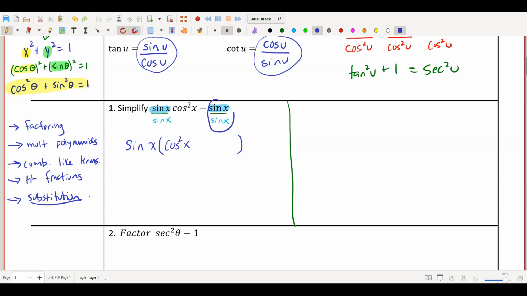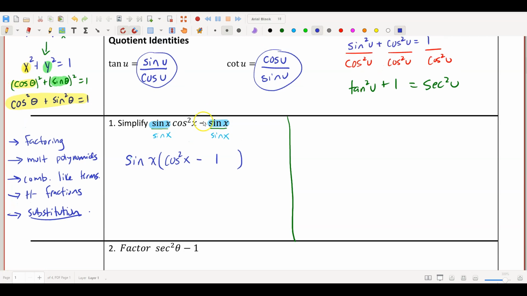And then I look over here and I have sine x divided by sine x. Well, that's equal to 1. So I say minus 1. So, okay, we factored it out, and hopefully this helps us. So now we're looking at, I really want to use a Pythagorean identity. Like, that is the best simplification that I can make. So now I'm looking at this right here. And this is a puzzle piece right here. I got cosine squared minus 1.